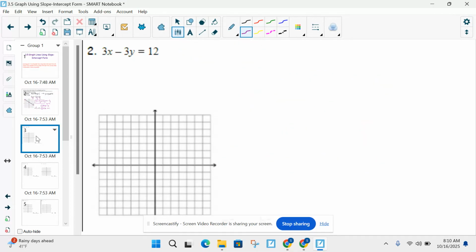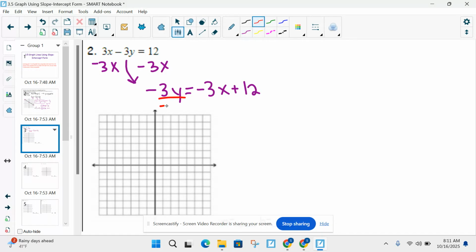For the next question, we have 3x minus 3y equals 12. So since the 3x is positive, we would start off by subtracting it over. And then the 3y is negative, so you keep the negative sign in front of it, equals negative 3x plus 12. Then we're going to divide everything by negative 3.